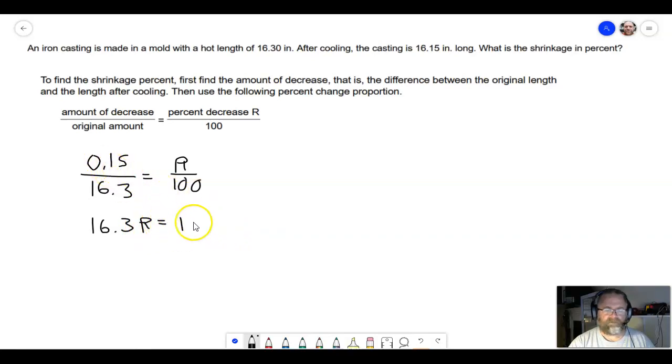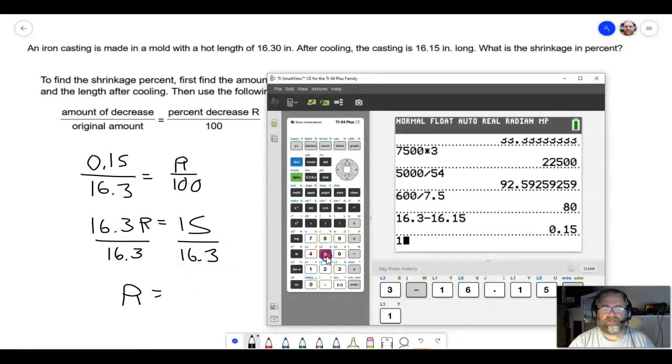So we're just going to move this 2 to the right. It's equal to 15. So now we're going to divide both sides by 16.3 to get R by itself. And R is equal to 15 divided by 16.3. So 15 divided by 16.3.